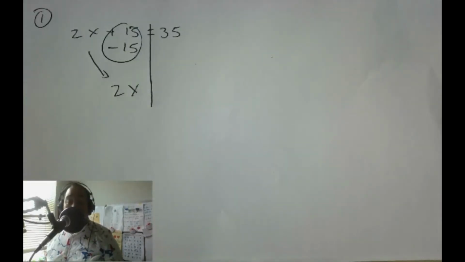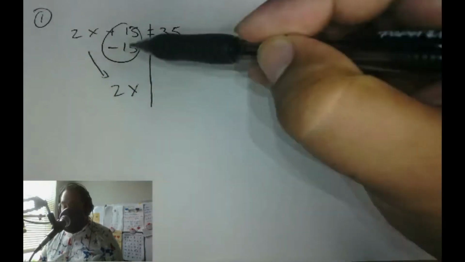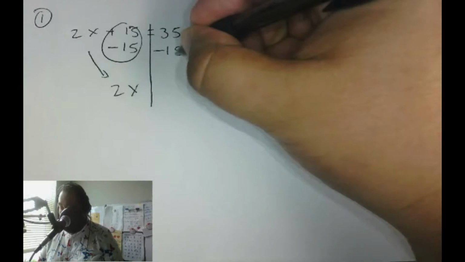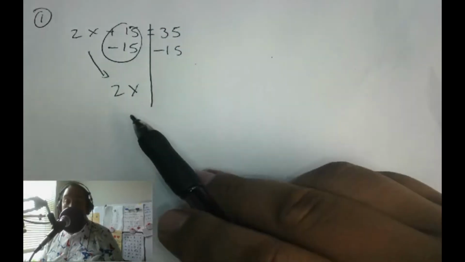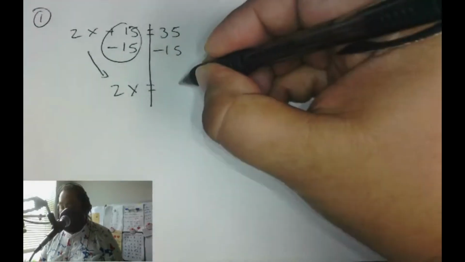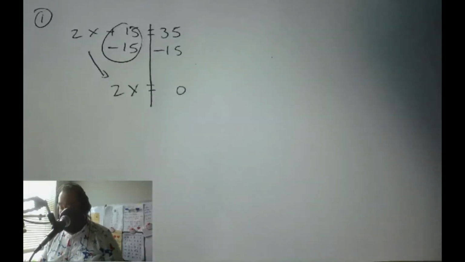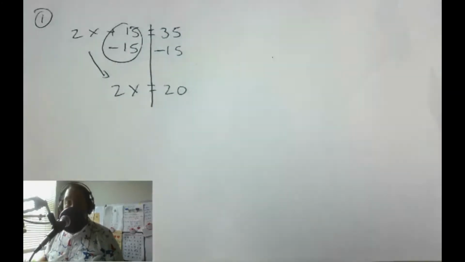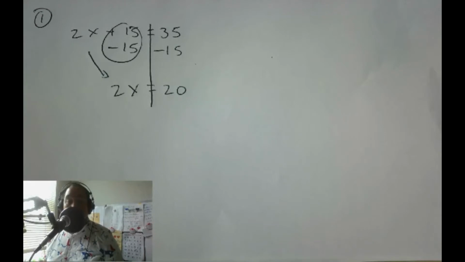But remember, I drew that line to let me know that both sides are equal, because whatever I do to one side, I have to do to the other. We subtracted 15 on this side, so over here I'm going to subtract 15. So now I know that 2x is equal to 35 minus 15. 5 minus 5 is 0, and 3 minus 1 is 2. So now 2x equals 20.